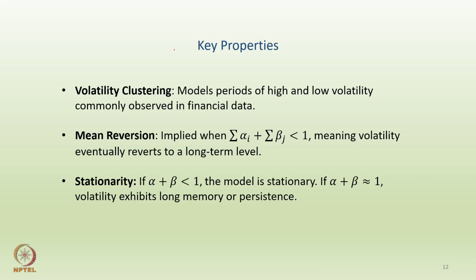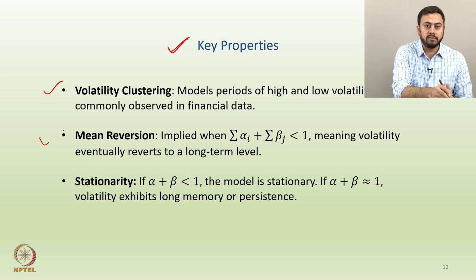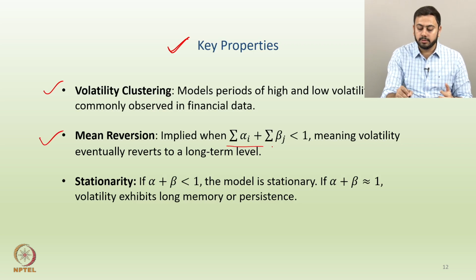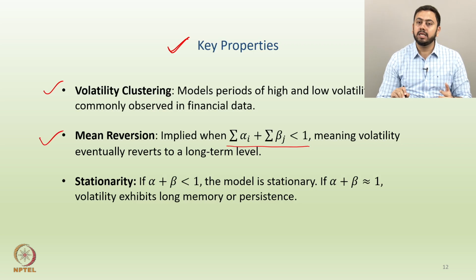These key properties are similar to some of the key features we studied for a general GARCH PQ model. The first is again volatility clustering, which models periods of high and low volatility commonly observed in financial data. The second is mean reversion. So, when does mean reversion happen? Whenever this condition is met: summation alpha i plus summation beta j is less than 1, then the overall volatility eventually reverts to a long term level.